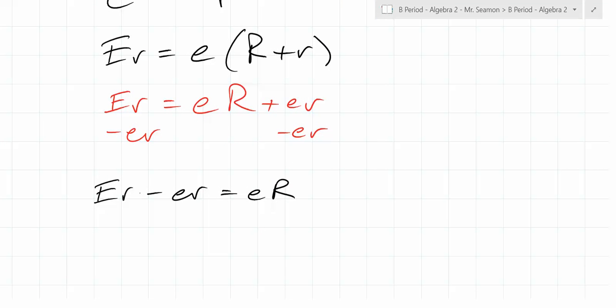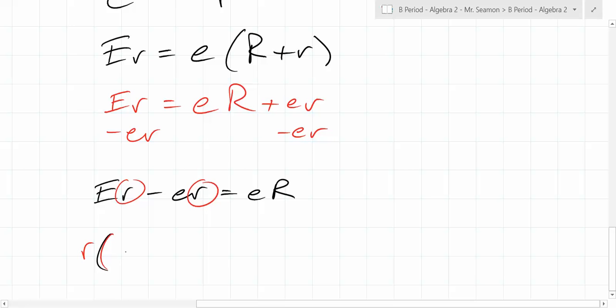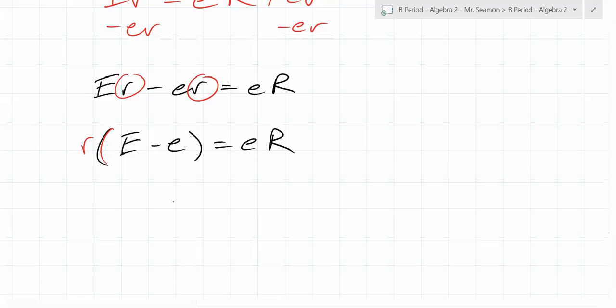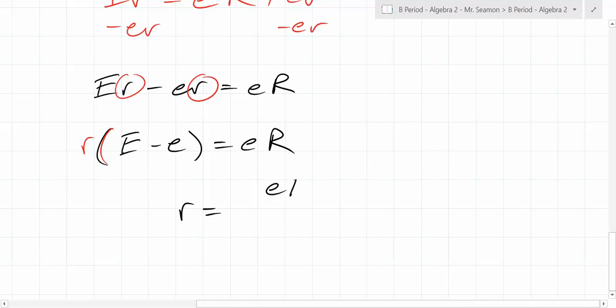Yes, you factor. You take these and you turn it into R times what? E minus E equals ER. So what does R equal? ER over E minus E.